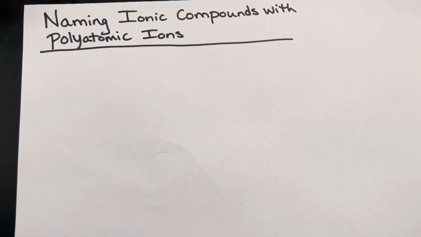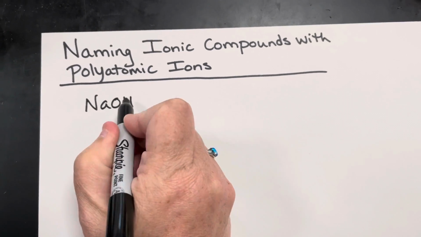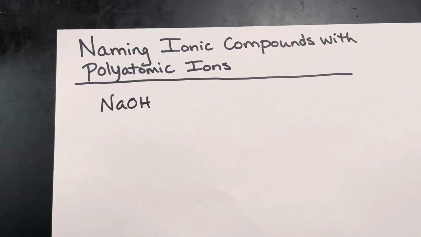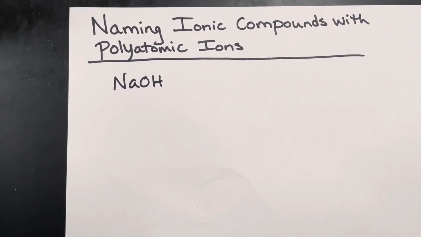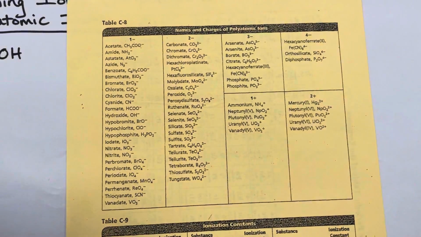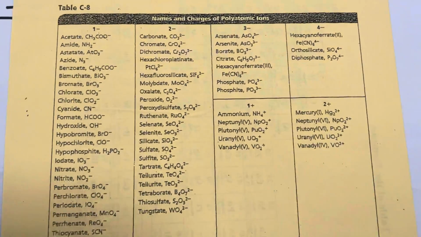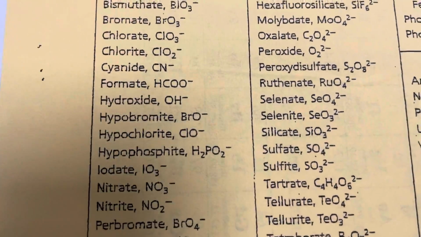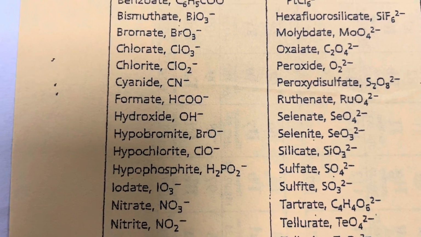So one of the easiest things to look at is NaOH. Okay, you should notice that there are 3 capital letters, so that should clue you in that one of these things is a polyatomic ion from the backside of the periodic table. Now, if we look carefully to find OH, OH is hydroxide.